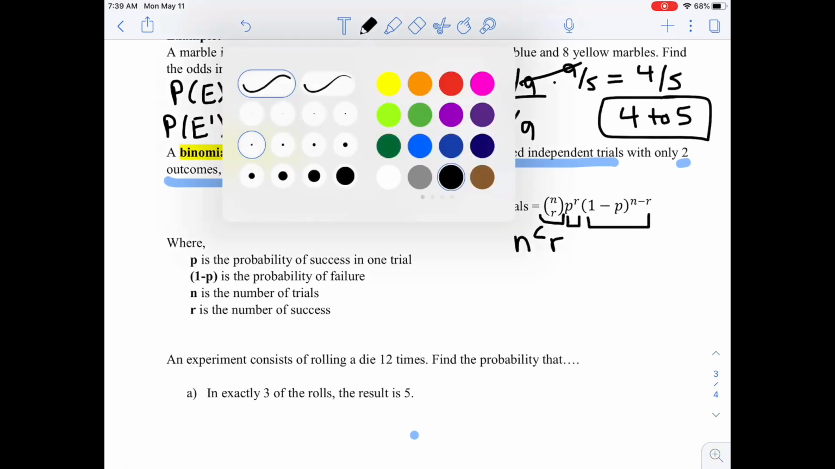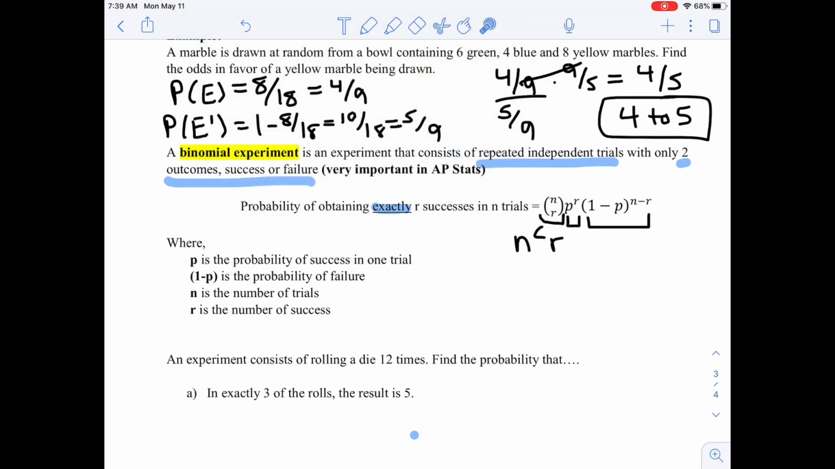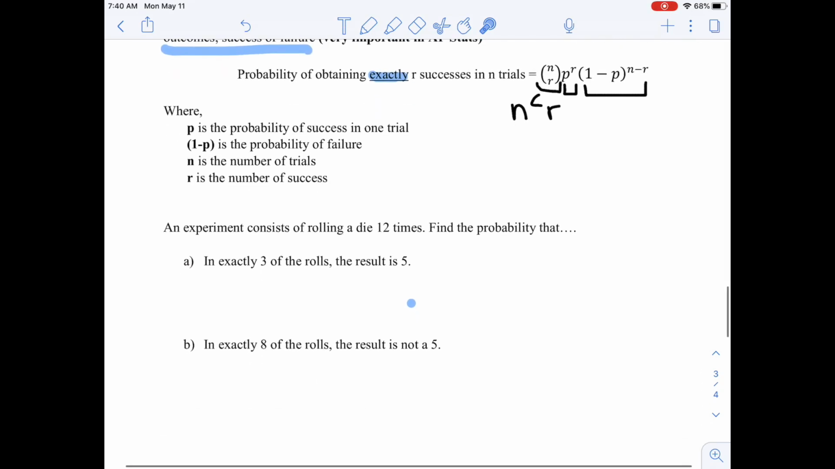So again, p is the probability of success in one trial, 1 minus p is the probability of failure, n is the number of trials, and r is the number of successes.